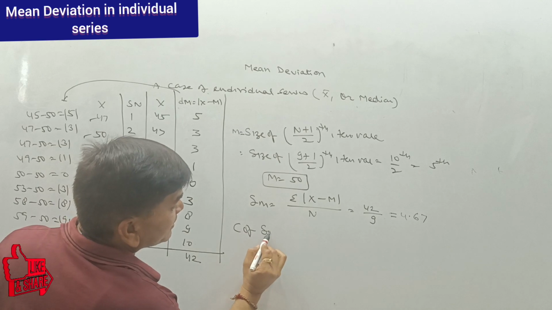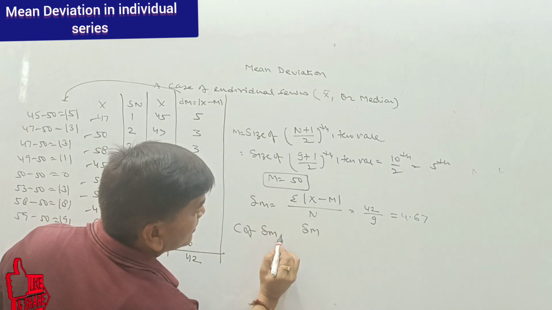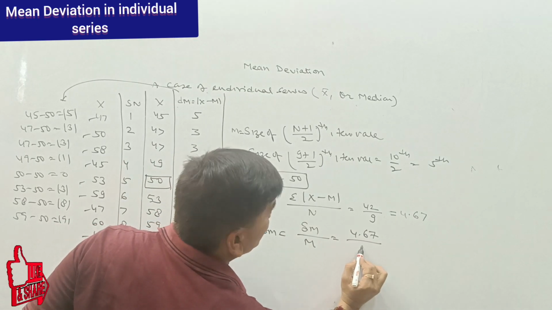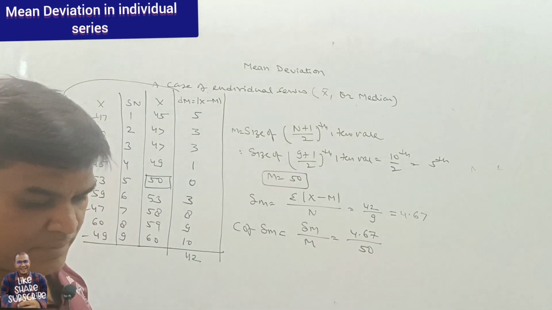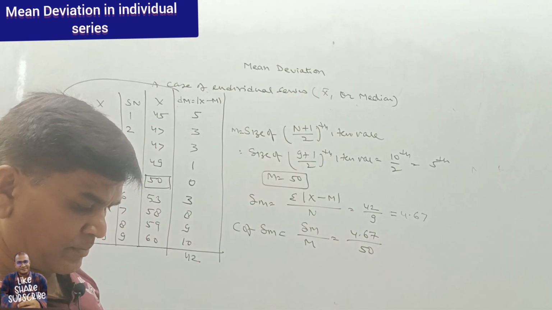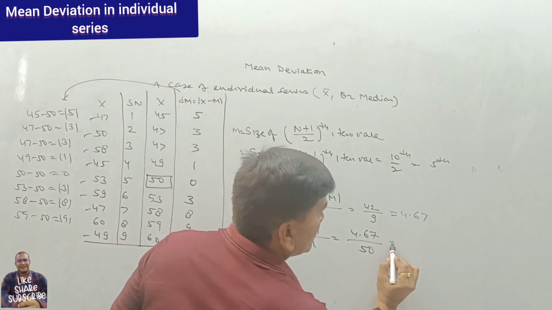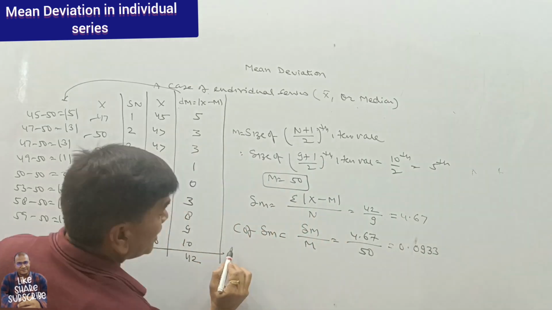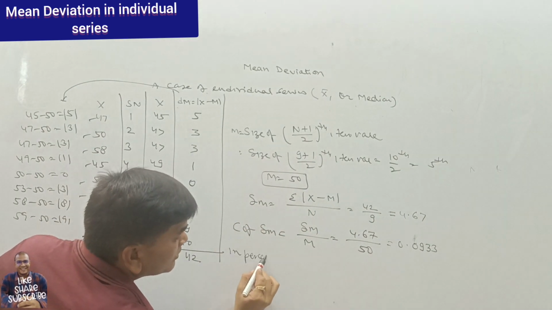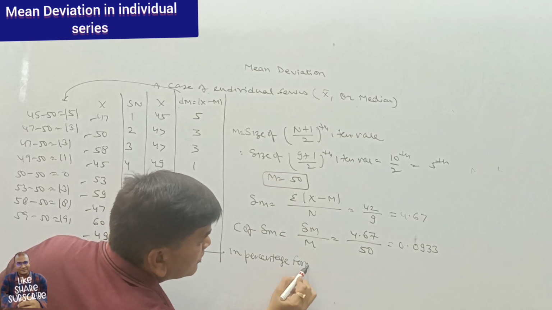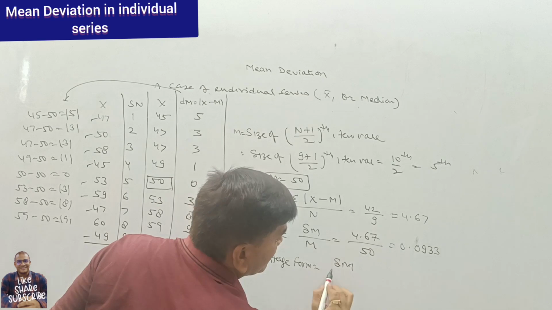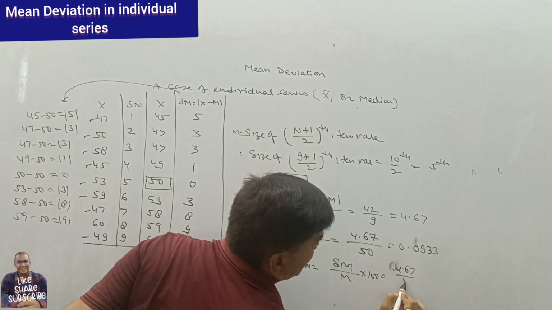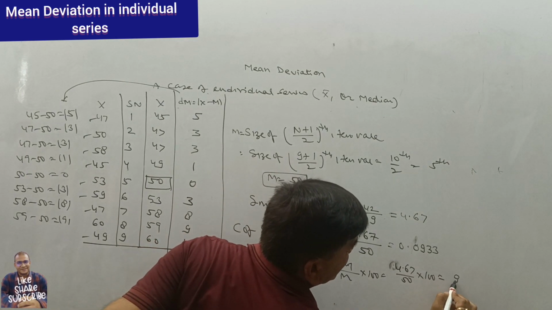Coefficient of mean deviation, that is mean deviation divided by median, that is 4.67 divided by the value of median, that is 50. So 0.0933. In percentage form, mean deviation divided by median multiplied by 100, 4.67 divided by 50 multiplied by 100, that is 9.33%.